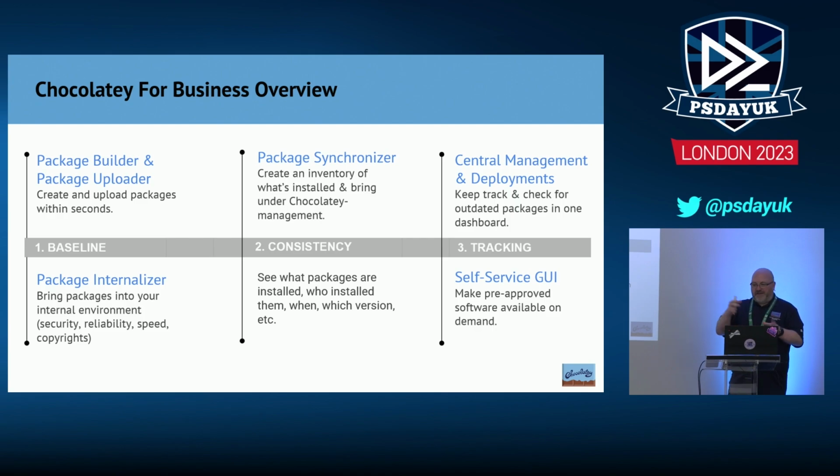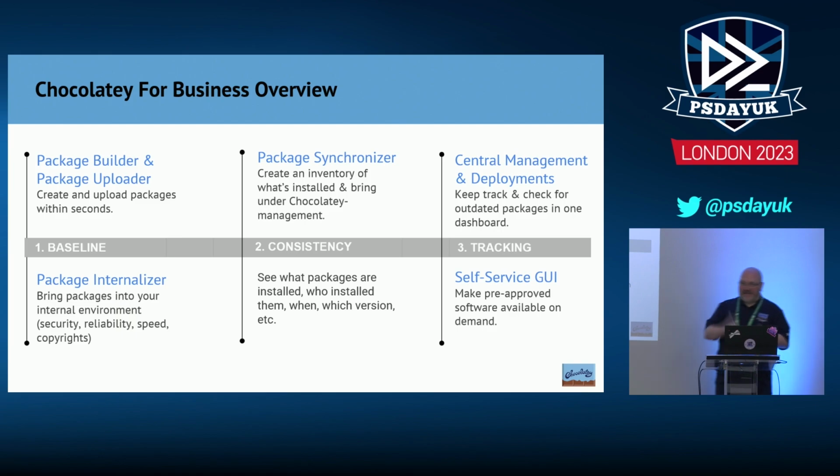And we're looking at the three. We tried to break it down into sort of three areas, which is baseline and consistency and then tracking. And we're looking at the parts of the Chocolatey for Business products that can help with that. So your baseline is really about getting those packages there, getting those packages available for your endpoints. And you can use Package Builder and Package Uploader, as I mentioned, for that, or Package Internalizer to take those packages down from the Chocolatey community repository.